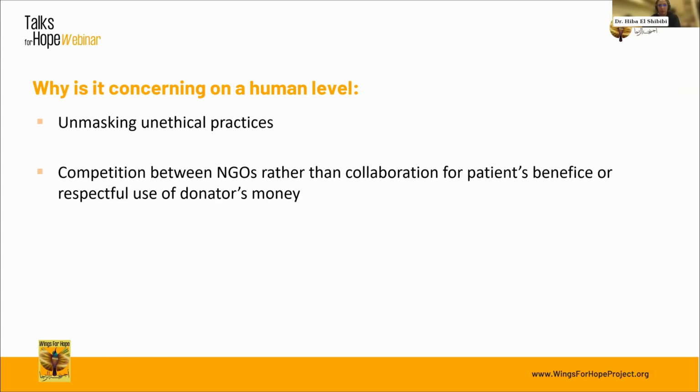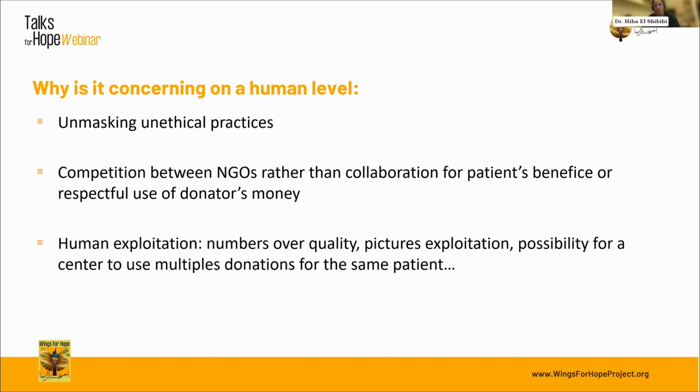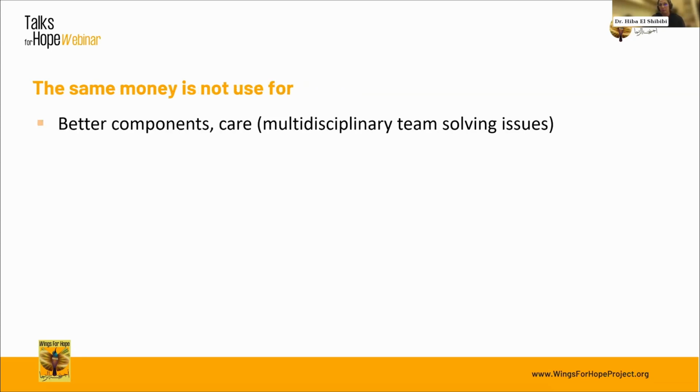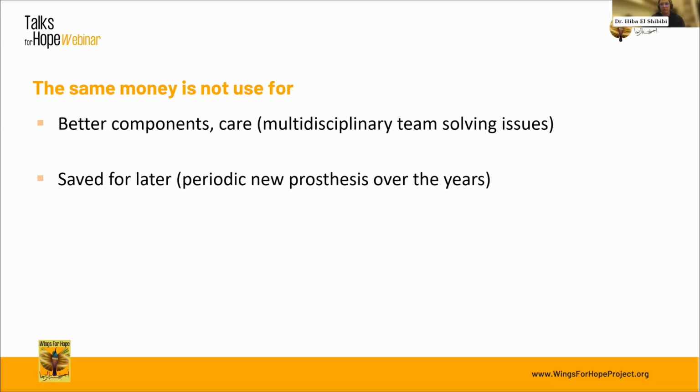We can see competition between NGOs rather than collaboration for the patients and to be respectful to the donors. There is human exploitation: numbers over quality, picture exploitation, the possibility for a center to use multiple donations for the same patient because there is no control. There is a disregard for the future of the patient because the same money is not used for better components or for the right surgery. It's not safe for later.